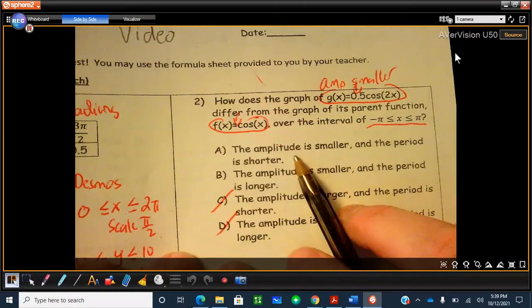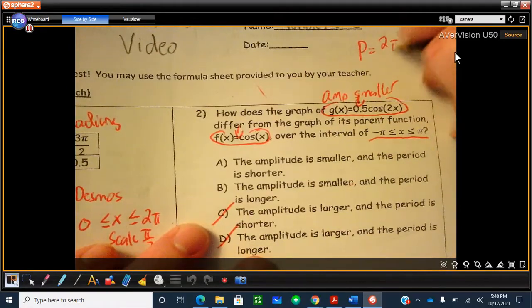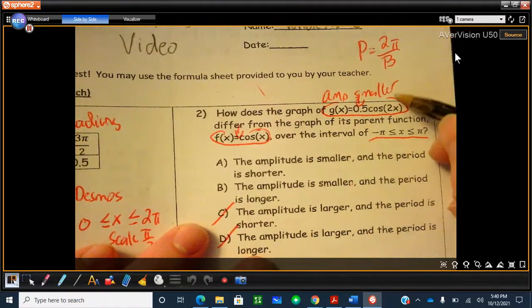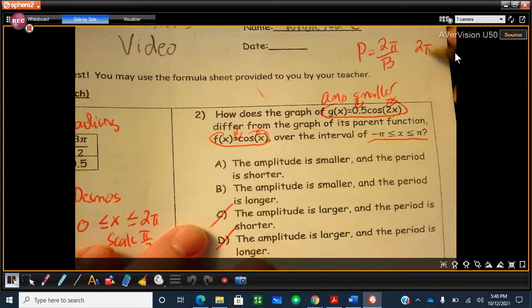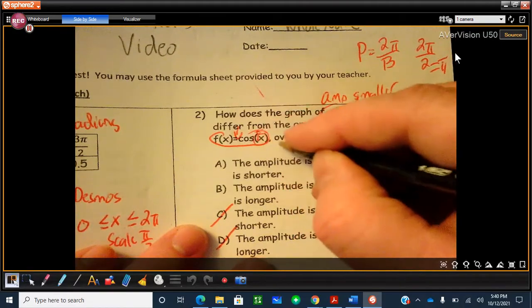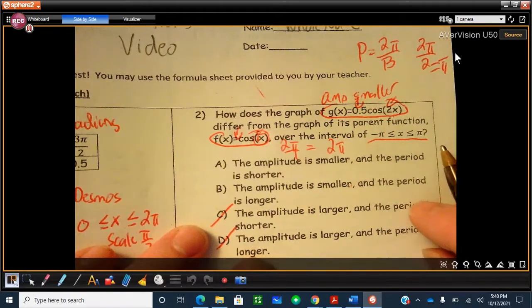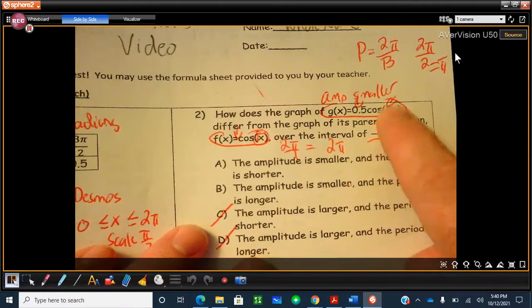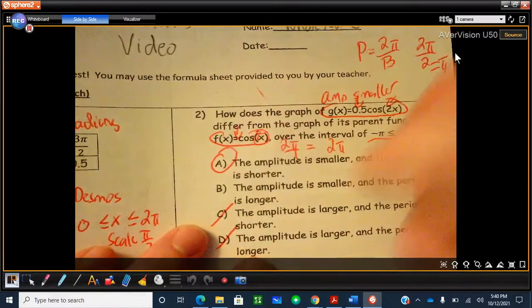And then it's talking about the period, so remember, period is 2 pi over b, which is this number in front of x. So on this one right here, 2 pi over 2 would be pi. And this one over here, there's nothing in front, so it's 2 pi over 1. So the period in this case is smaller, which means it's shorter. So that answer was A for that one.